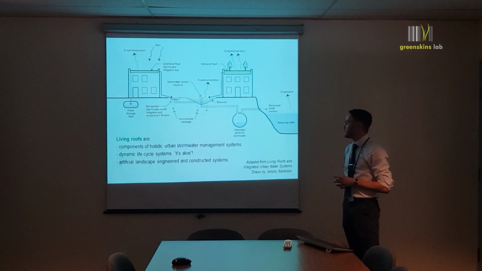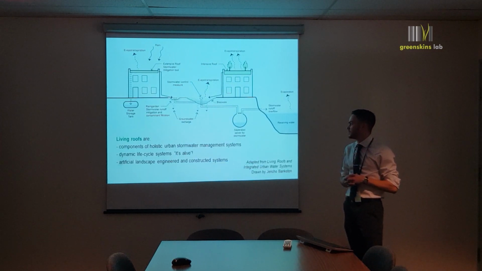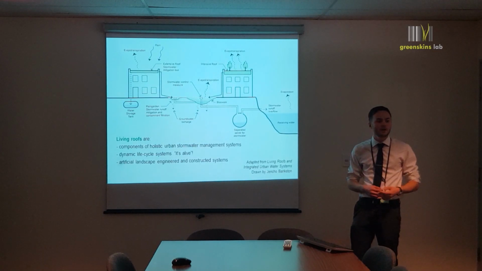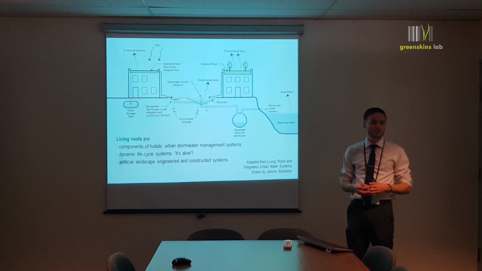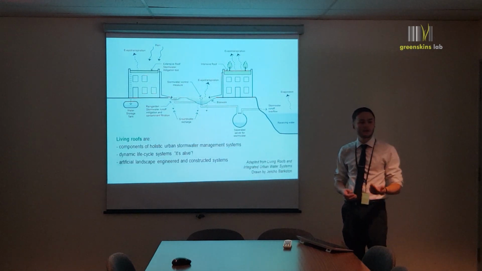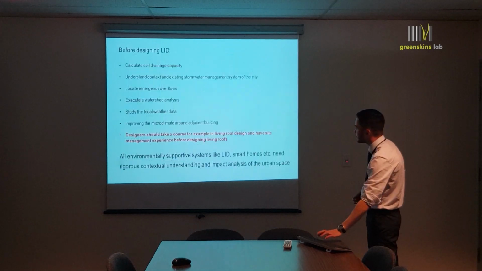So the components of the holistic urban stormwater management system is that it's a living system, so it requires maintenance. It's highly technical. It's a landscape engineered system, right? And so it's not just something that you can plant and walk away, but it needs to be looked at as an HVAC system, for instance, right? It requires maintenance. It requires upkeep. There needs to be a professional who understands how it's working in a particular environment, and it can't just be applied and walked away from.